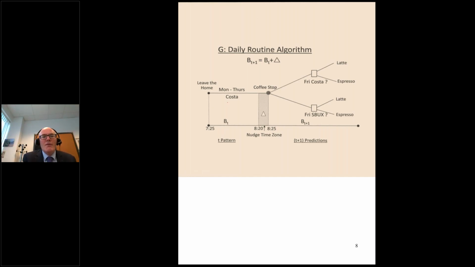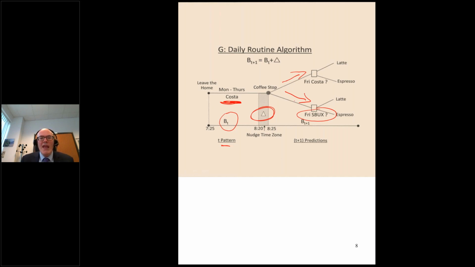So on Monday to Thursday, you're going to buy your coffee. So that is your pattern of behavior in time period T. That's your T pattern of behavior. So that's Monday, Tuesday, Wednesday, Thursday. Now, on Friday, the question is, if Starbucks here could acquire information on the fact that you are buying a coffee every morning, is there any way that Starbucks, by acquiring profile data, could nudge your behavior at 8:20, and instead of you heading on to Costa at 8:20, you instead might go and purchase your latte at Starbucks?